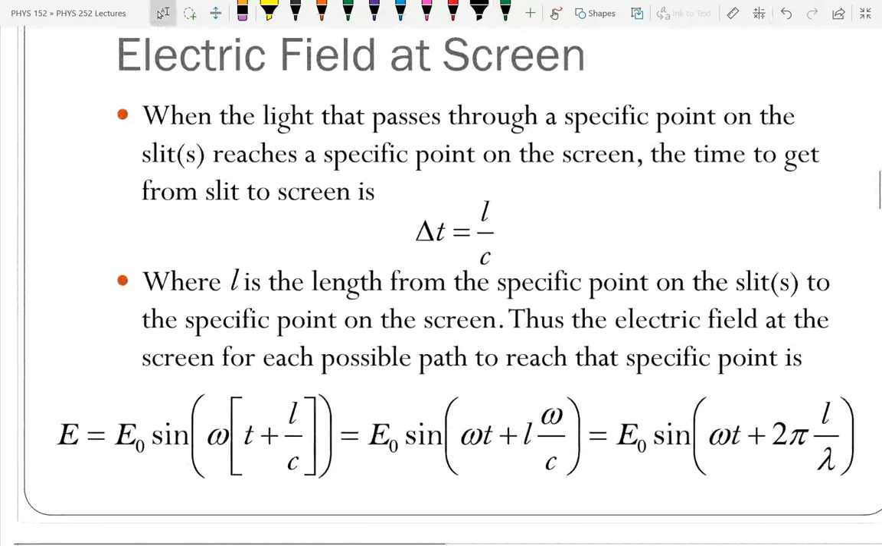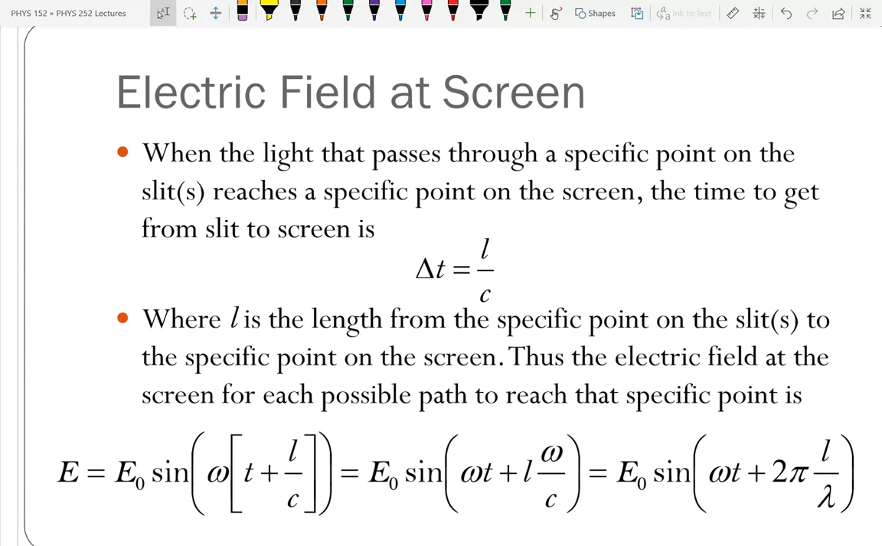Now, when it goes from the slit to the screen, it's going to take time to go from the slit to the screen. And because of the time it takes, you're going to be at a different phase when you get to the screen than when it got to the slit. That's pretty obvious. But if you have a different path length, it's going to take a different time to get to the screen, so you're going to be in a different phase. So the light that was completely in phase when it hits the slits is not going to be completely in phase at a specific point on the screen, because you had different path lengths from each slit to the screen.